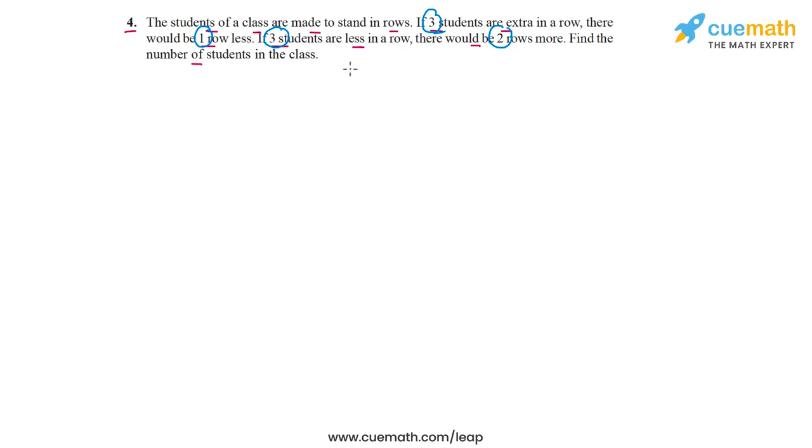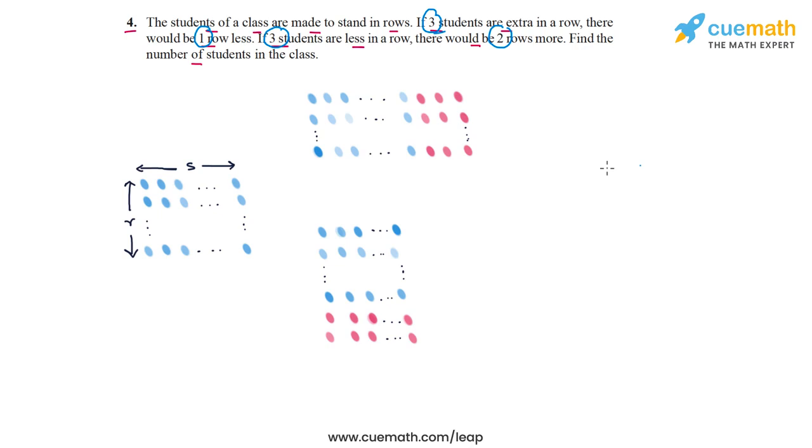Well, it would be very helpful if we have a visual to tell us what's really going on in this given situation. So I've drawn a visual for you. Just observe it carefully. Look at this grid first on the left. I've assumed that there are S students per row in the original arrangement, and there are R rows. So the total number of students, let's denote that by N, is S into R.